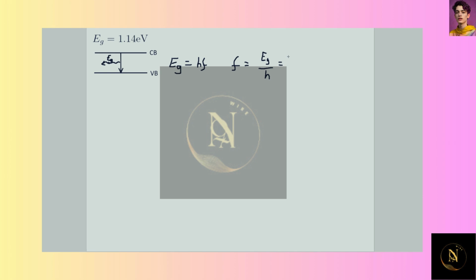And we want this in SI units, so this will be equal to our energy of the band gap in electron volts multiplied by the elementary charge. So 1.14 is our energy multiplied by 1.6 times 10 to the minus 19 coulombs, over Planck's constant, which is 6.63 times 10 to the minus 34 in base units. And this will come out as 275 terahertz.